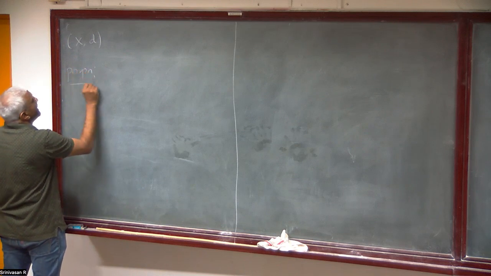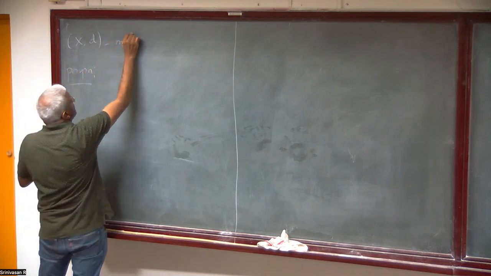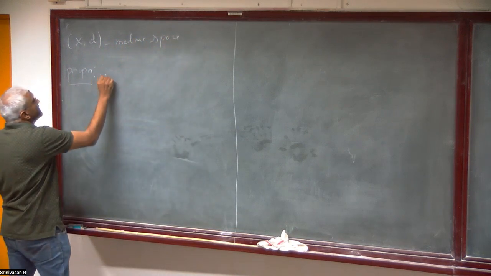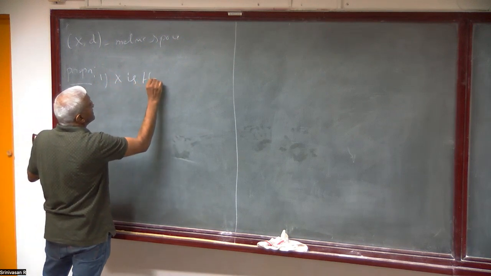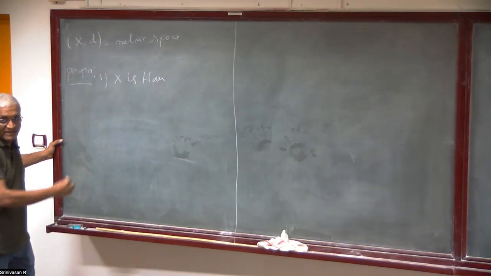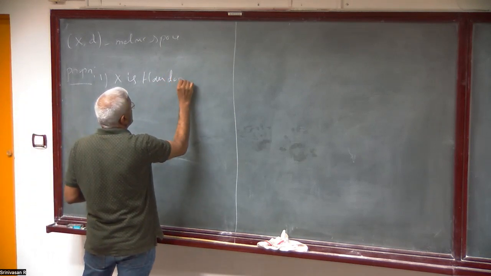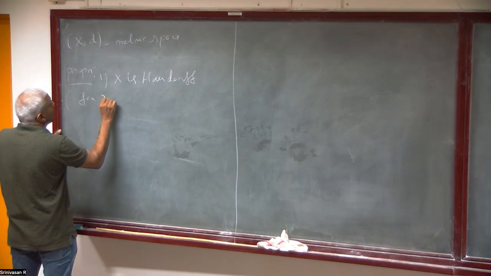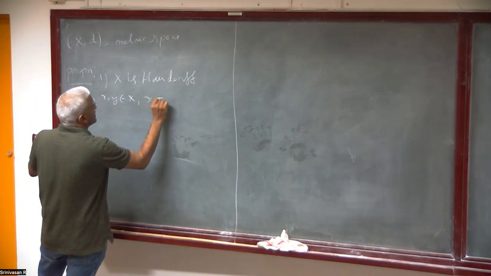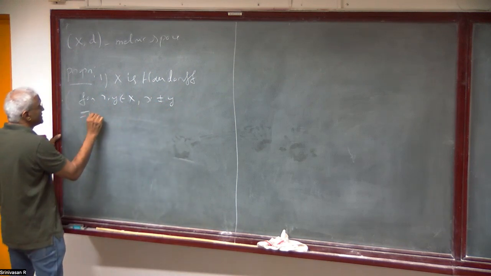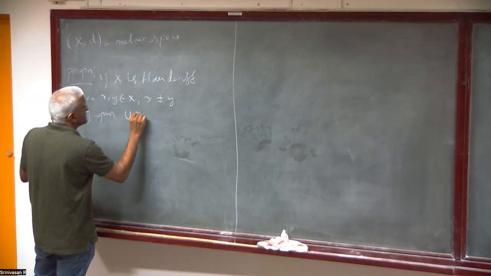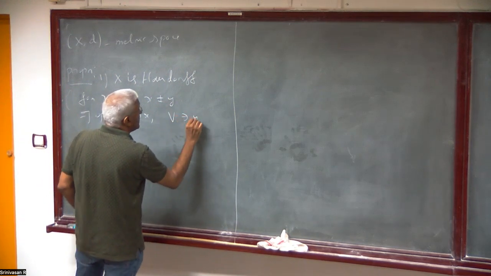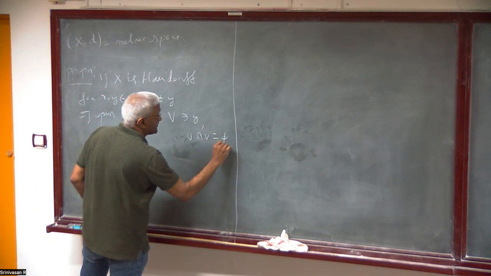Proposition. (X, d) is a metric space. We always deal with metric spaces. Then one: X is Hausdorff. I will write in brackets what it means. Hausdorff as a topological space means: for x and y in X with x not equal to y, there exist open sets U which contains x, and V which contains y, and U intersection V is empty.